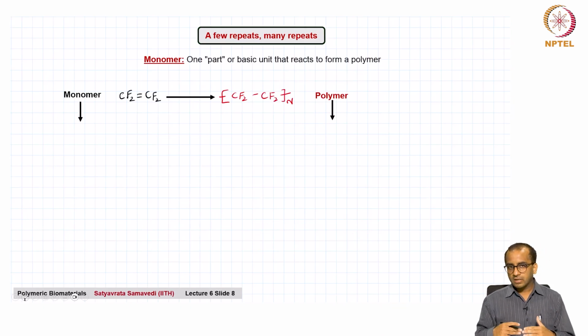Now that we have looked at the idea of a mer, which is simply the repeat unit, we now look at what we call the monomer, which is not the same as mer.